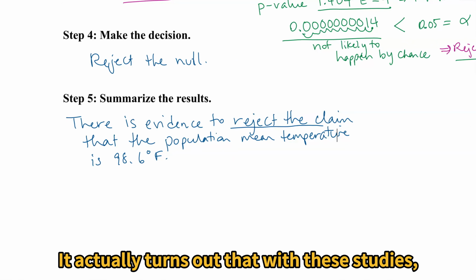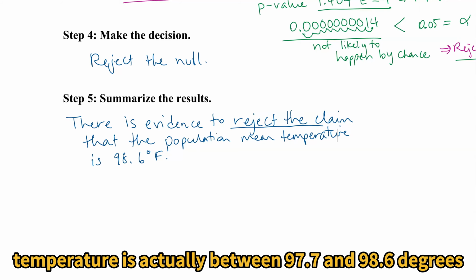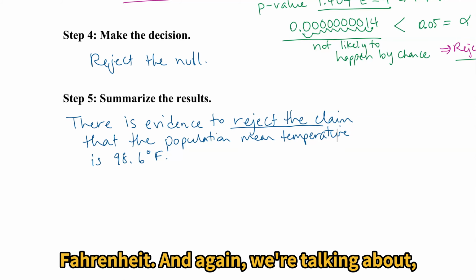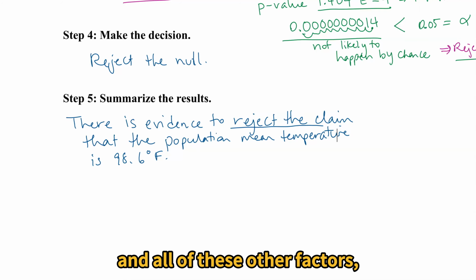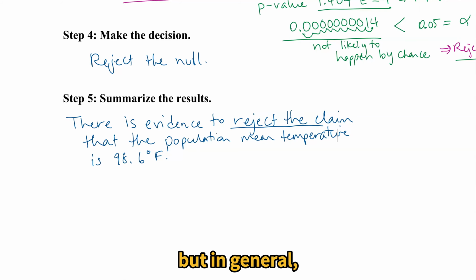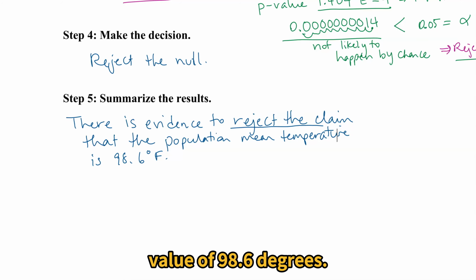It actually turns out that with these studies, the acceptable range of, quote, normal human body temperature is actually between 97.7 and 98.6 degrees Fahrenheit. And again, it's dependent on individuals and the time of day and all of these other factors, but in general, we have a range of values instead of just sticking with this one value of 98.6 degrees.